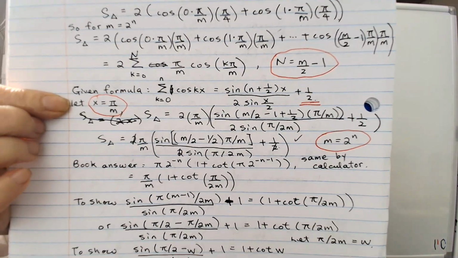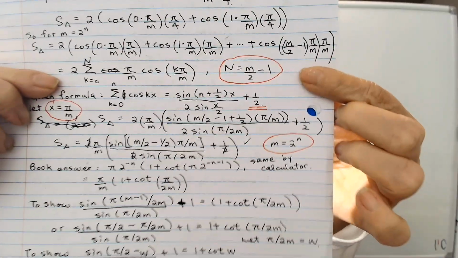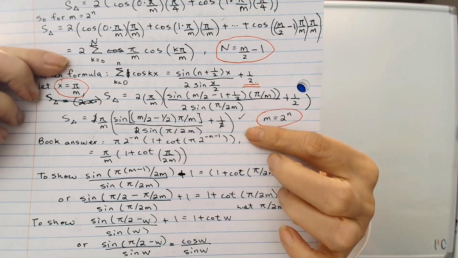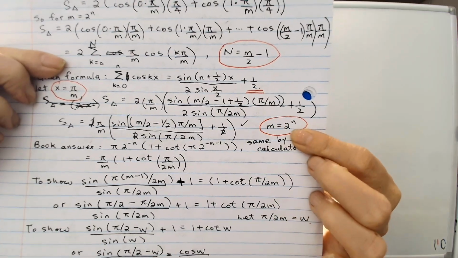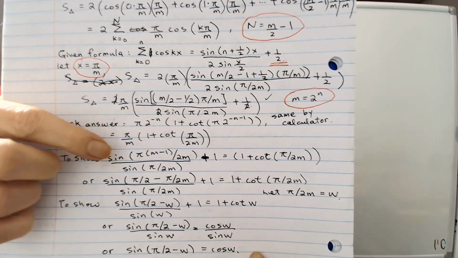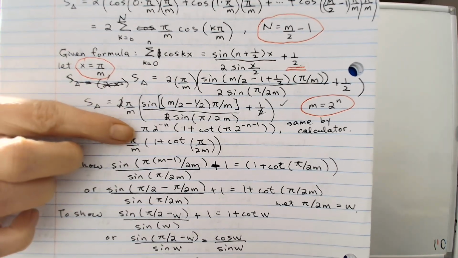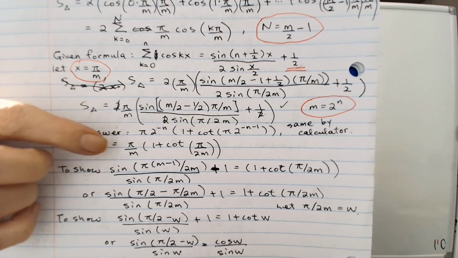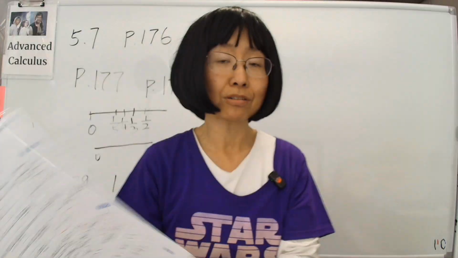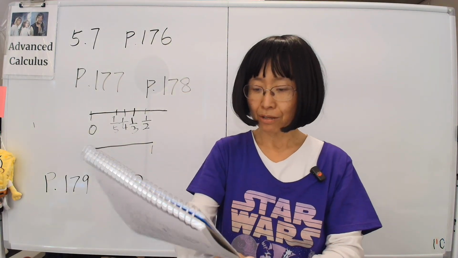Let x equal pi over m, and let n equal m over 2 minus 1. Plug the whole thing in, and we end up with this, which cleans up to look something like this, where m is again 2 to the power n. This doesn't really look much like the book answer, which is in the 2 to the minus n form. But when I plotted both graphs on the calculator, they were identical, which means this answer is correct. The reason they look different is because of trigonometric identities that we can use to prove that one equals the other, which I did right here.